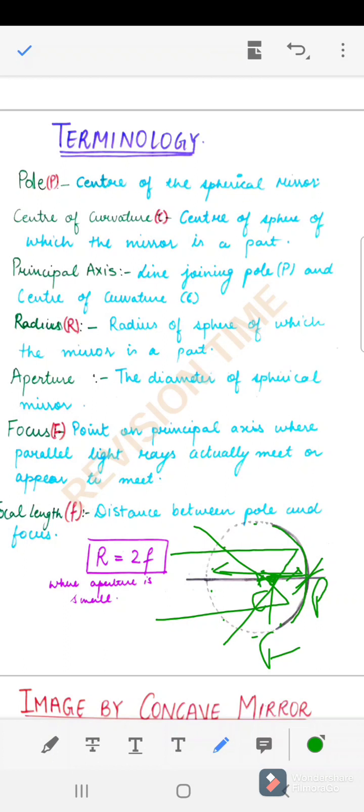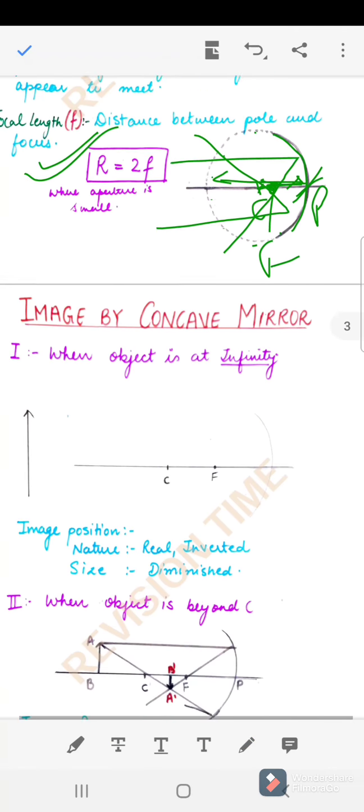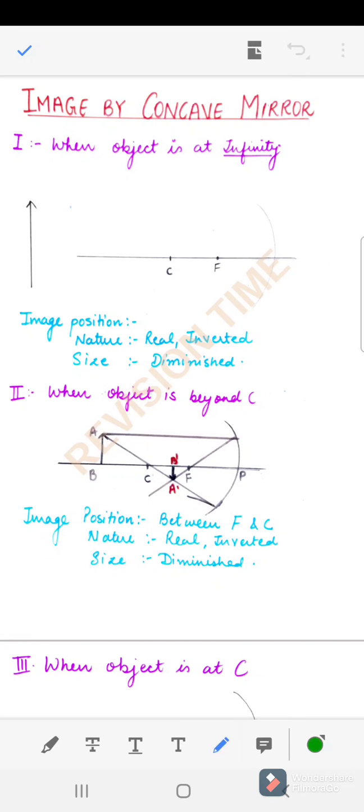Always remember, when the aperture is small, the radius of curvature R will be double the focal length, that is R = 2f. Now let us see the ray diagrams of concave mirrors, how the image is formed by a concave mirror. When the object is at infinity, what will happen here? This is the mirror here.